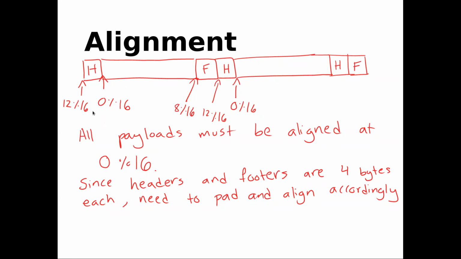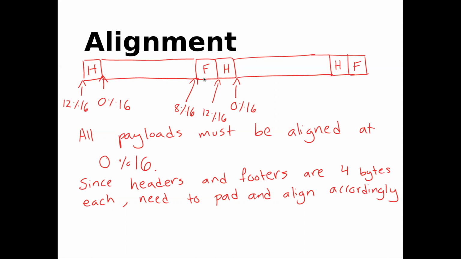They should start something like this. If your boundary tag is 4 bytes, they should start at 12 mod 16. And then this is your boundary tag, which is 4 bytes. And then this is all of your payload right here, which I said should be aligned to 16 bytes. So then after that, you have a footer to the block.